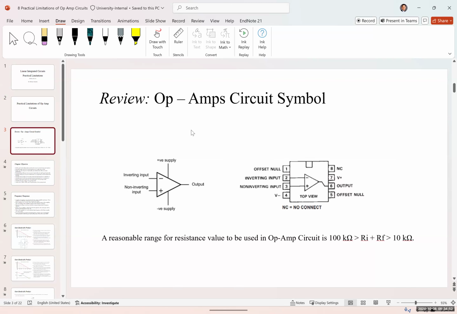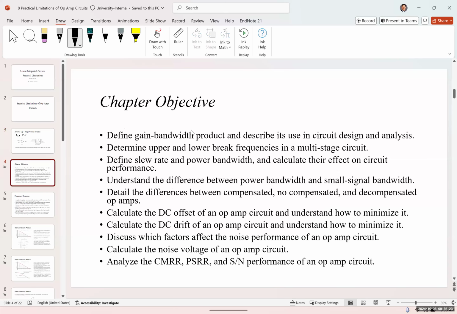A quick review of an op-amp. For an ideal op-amp, the input current is 0. V positive is equal to V negative. We have a non-inverting input, and this is the symbol for the 741 op-amp, and also the terminals of the op-amp. We have the inverting, non-inverting, positive supply, negative supply, and the output, the main terminals of an op-amp.